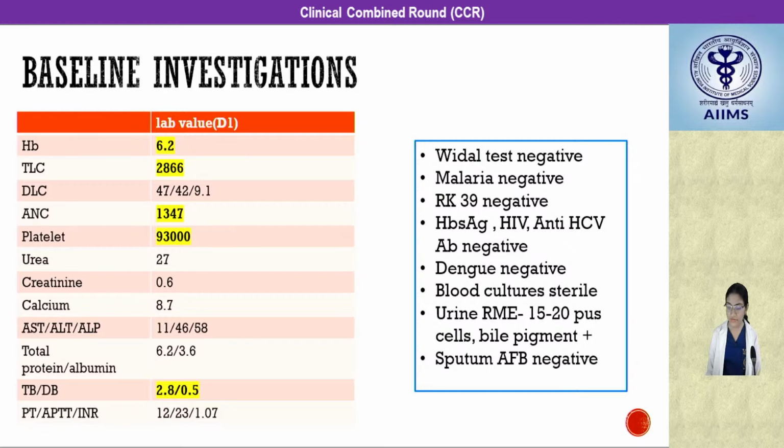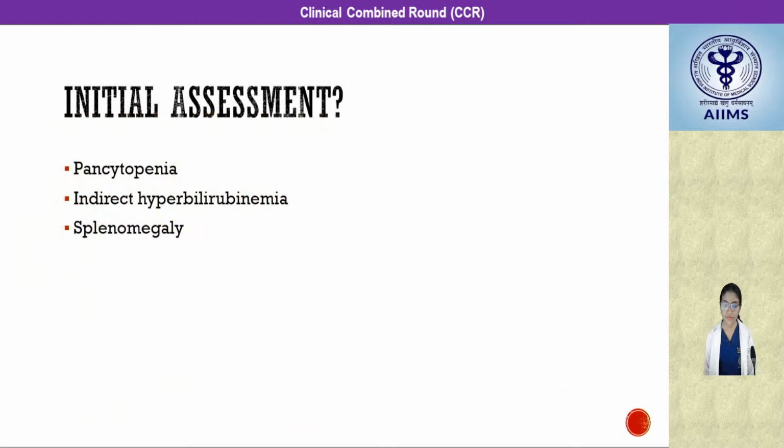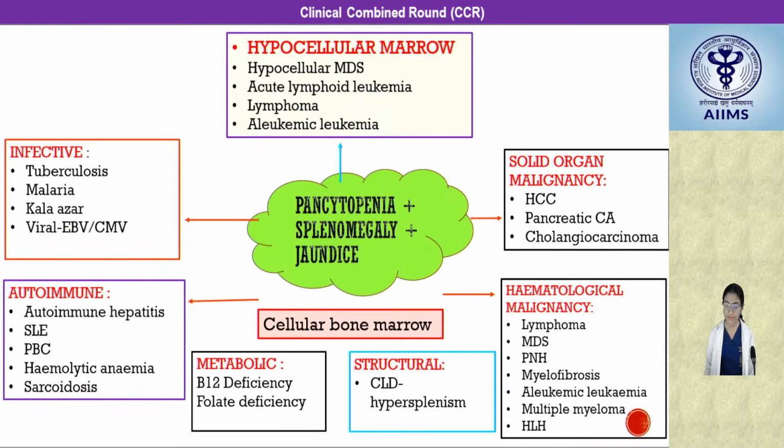On presentation, she had a urinary tract infection, which subsequently improved. Her sputum AFB on admission was negative. Based on this initial assessment, we concluded that the patient had pancytopenia with indirect hyperbilirubinemia and splenomegaly. Based on this, I kept the following differentials.